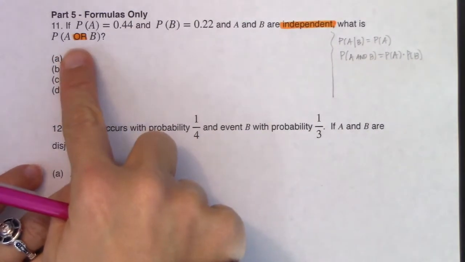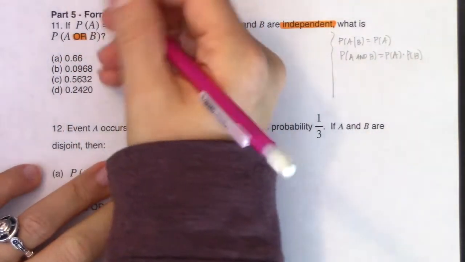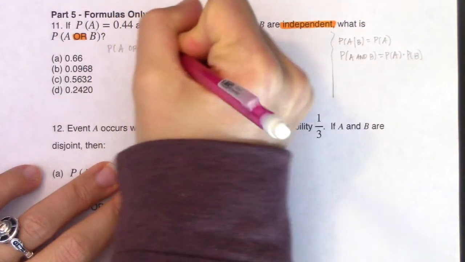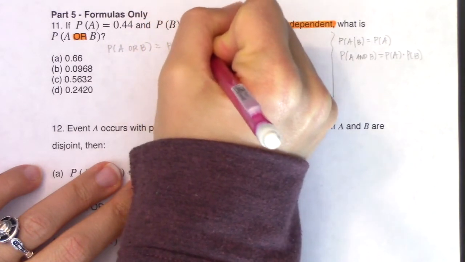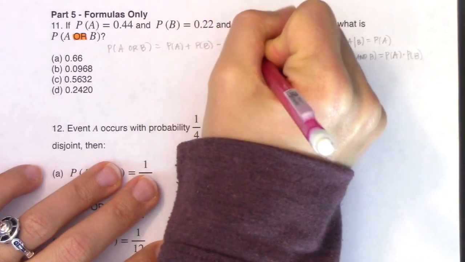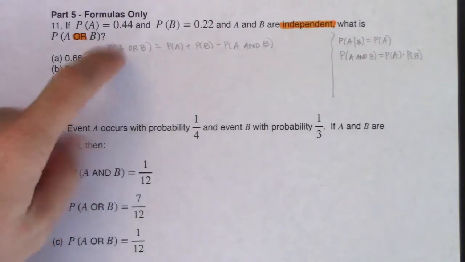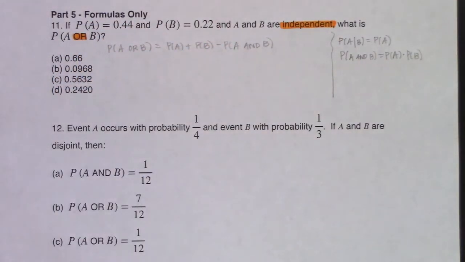Now this is ultimately asking me for the OR, meaning I want to use formula 1. So let's do formula 1. The probability of A or B is the probability of A plus the probability of B minus the probability of A and B. All right, so this is the one I'm looking for, which means somehow they gave me this one, this one, this one. We just got to figure out how.